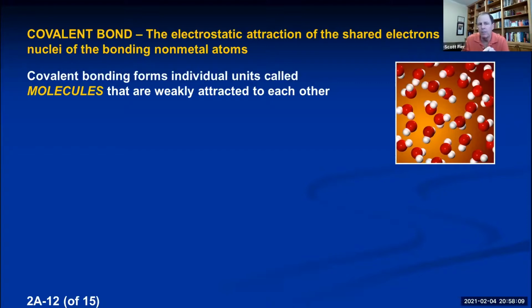I want you to think about the difference between a sugar crystal and a salt crystal. This will be important. In a salt crystal, positive ion, negative ion, positive ion, negative ion, positive ion, negative ion, everybody attracts everybody else really strongly with ionic bonds.